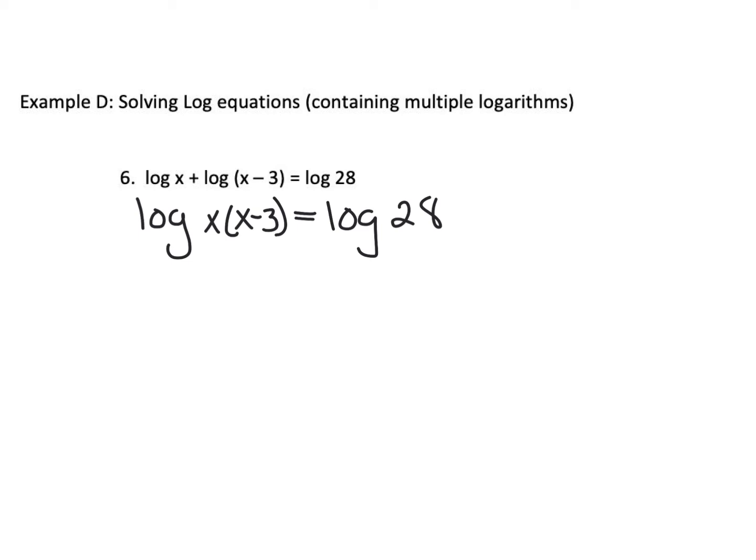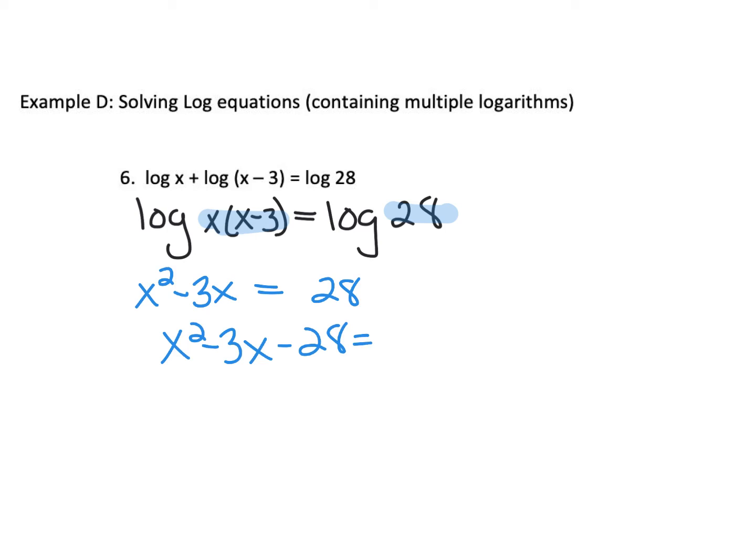So these have the same base. So my conclusion is that x times x minus 3 is equal to 28. So I'm going to make that x squared minus 3x is equal to 28. Again, I've got a quadratic. So x squared minus 3x minus 28 equals 0.